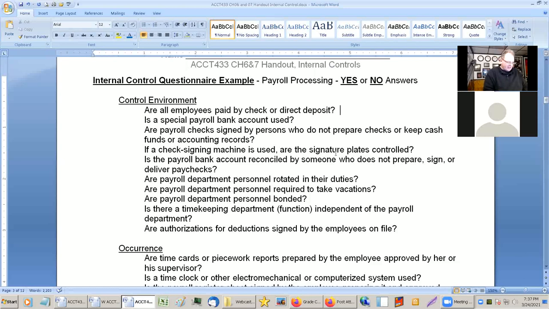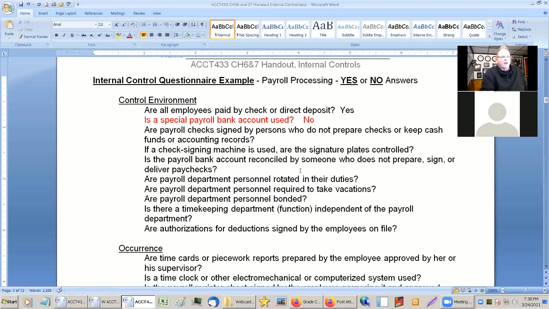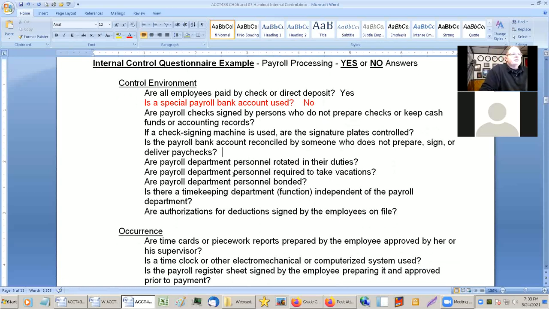So, you know, they'll either say yes or no. Yes. Is there a special payroll bank account used? No, and so on and so forth. And the way this works is that anywhere there is a no, that has a potential of having a problem. So a yes means there's usually no problem, and a no means there is a problem. So anyway, this goes through all kinds of stuff. You can look through here and kind of go through it.